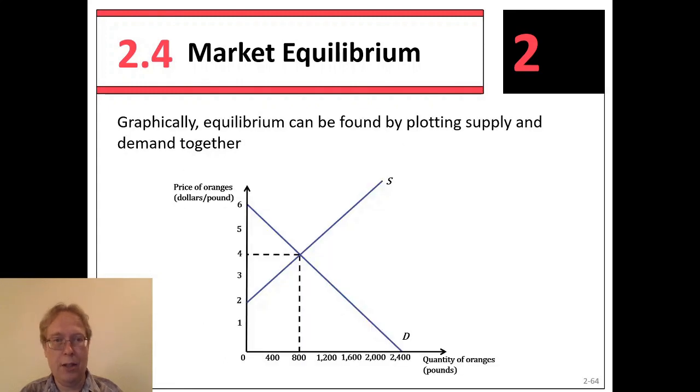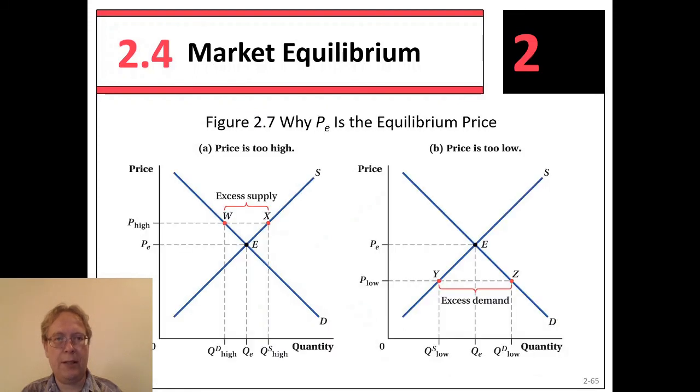There's the picture. So this is the demand function that I had before, the supply function that I had before. This is obviously the point where they intersect, which gives me a price of 4 and a quantity of 800. So that's nice.